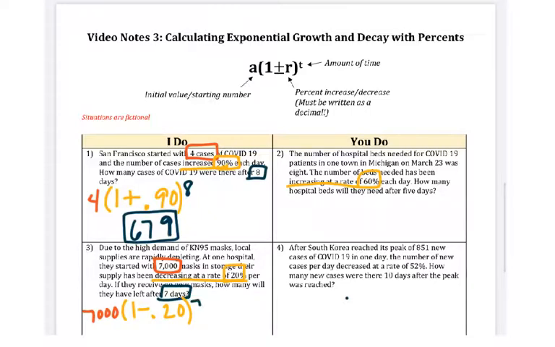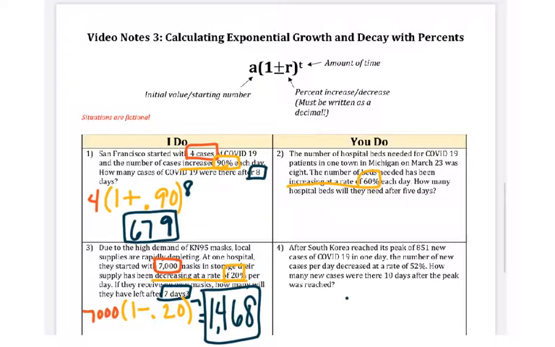So let's type that in the calculator. We started with 7,000 masks. It is decreasing, so it's 1 minus 0.20 raised to the 7. Again, I'm just going to write the whole number that shows up in the calculator. So we have 1,468 masks left. We started with 7,000, and only a week later, we're now down to 1,468 masks left.